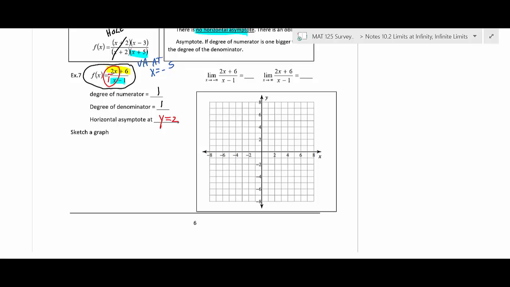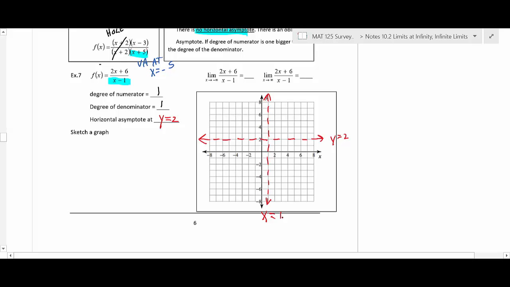So here's what you want to do on your graph. If you have a horizontal asymptote at y equals 2, you just graph that line y equals 2. So we go ahead and do that. Now, the other thing is the vertical asymptote is just the denominator. What makes that undefined? 1. So we also want to draw a vertical asymptote of x equals 1 like that.